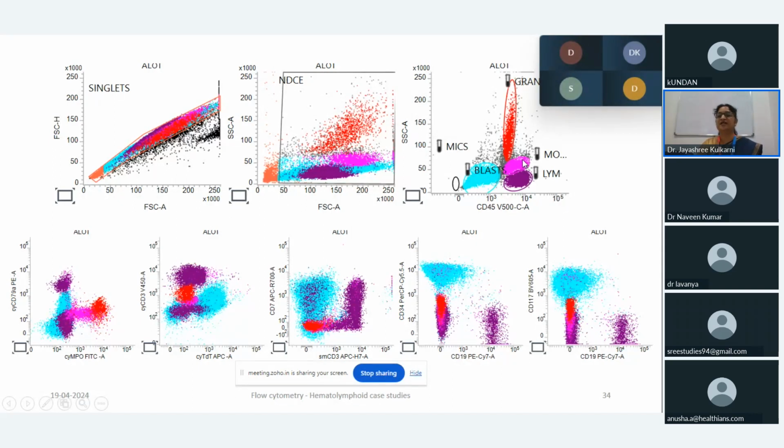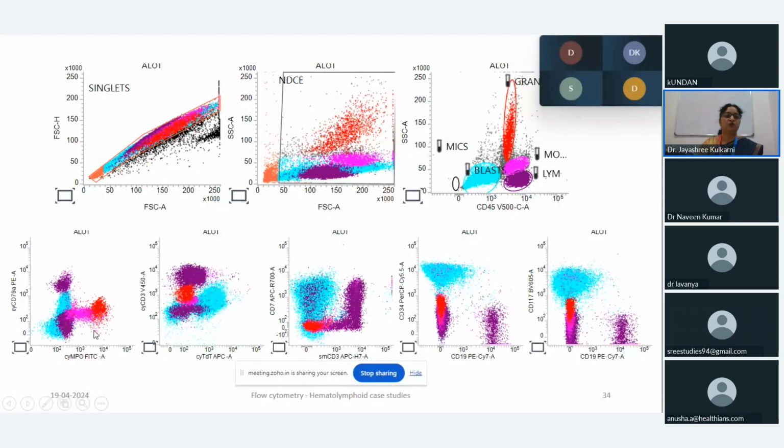Now that it is negative, we run our flow, and as expected, this is your dim CD45, these are your blasts, lymphocytes, monocytes, and granulocytes. Now concentrate on what the blasts are expressing. We will call them blasts if they are expressing immaturity markers. So your CD34, your TdT is there. So they are immature markers. They are falling in dim CD45. You know you are looking at a leukemia. But what are the other markers?